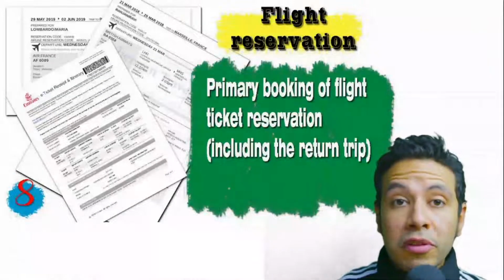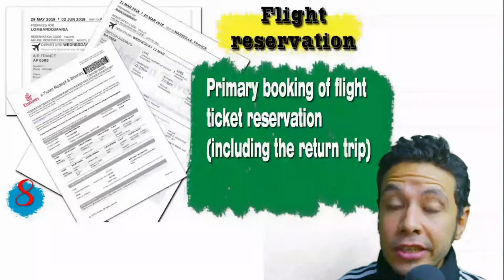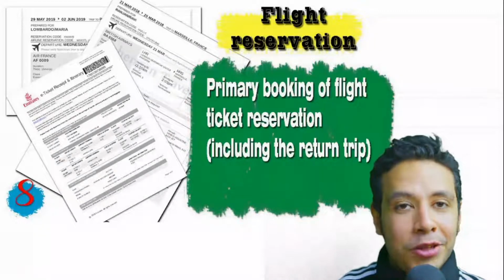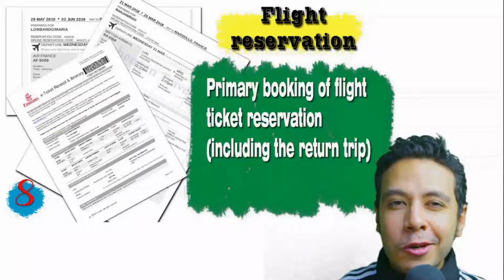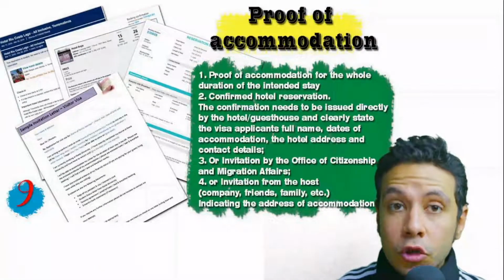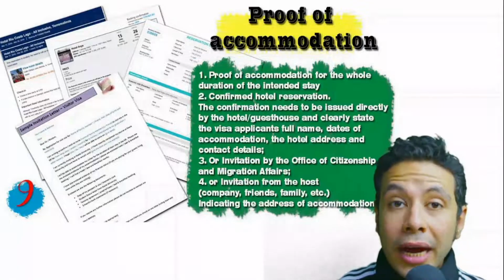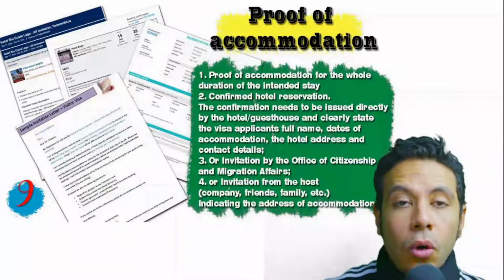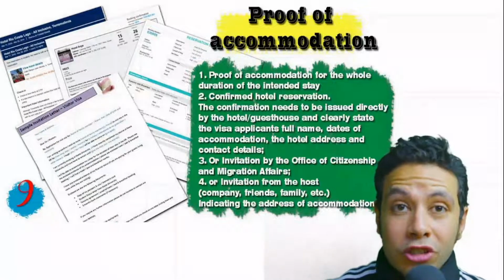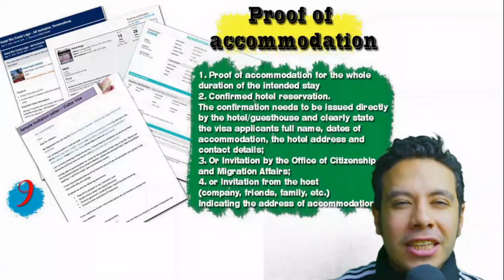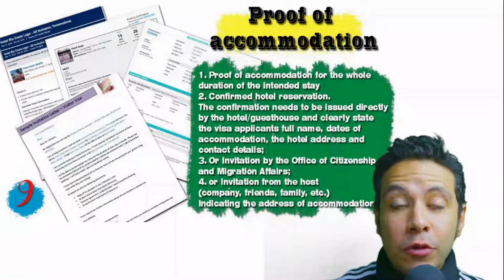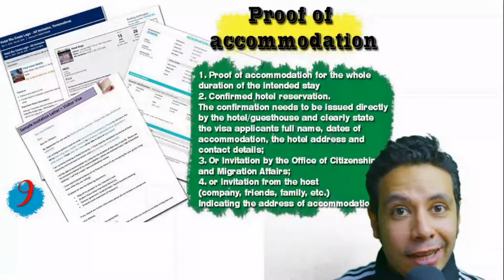You should also provide a flight reservation. It could be an initial booking, but in some minor cases, you will need to provide a confirmed booking. And remember that this flight reservation must include a return ticket. You will also need to provide a proof of accommodation. It could be a confirmed hotel reservation or an invitation from a host in this country or an invitation from an organization you are visiting in this country. For a hotel or hostel, an initial booking is acceptable, but in some minor cases, you might need to provide a confirmed booking. And anyway, the name of your hotel must be mentioned, and the address and the contact number.